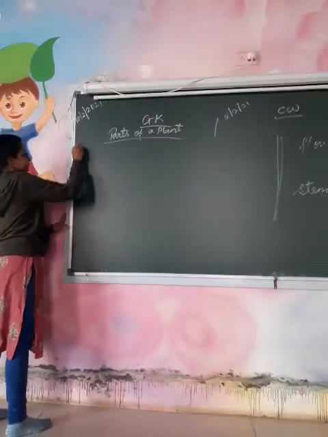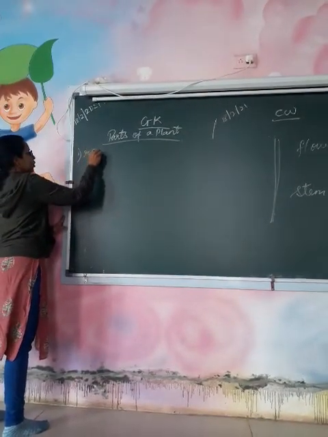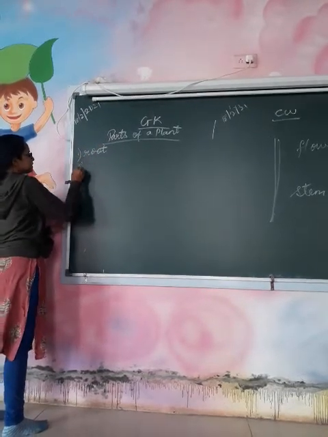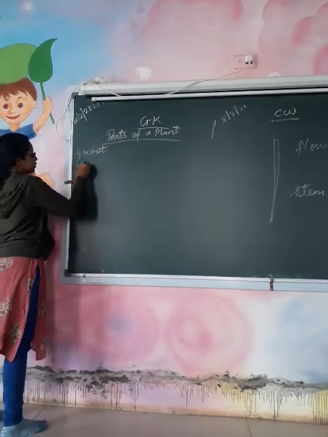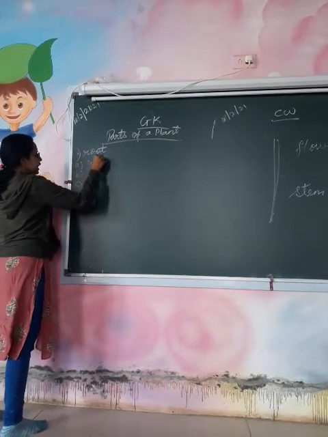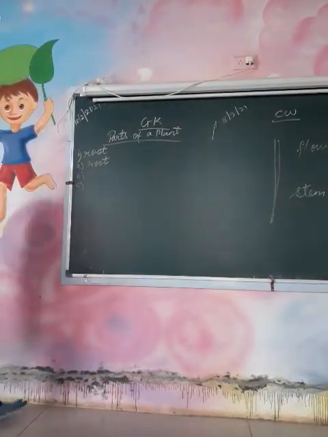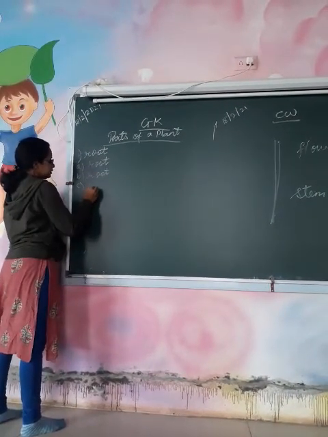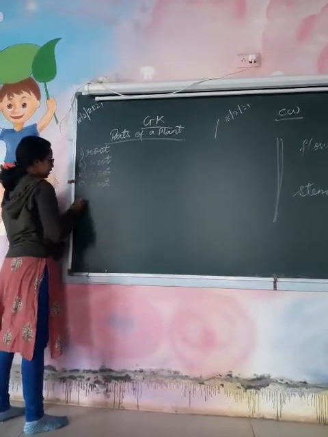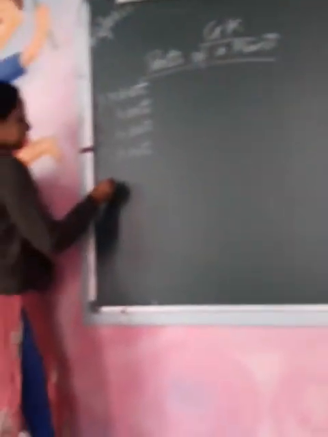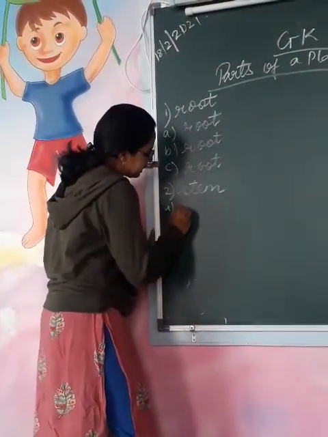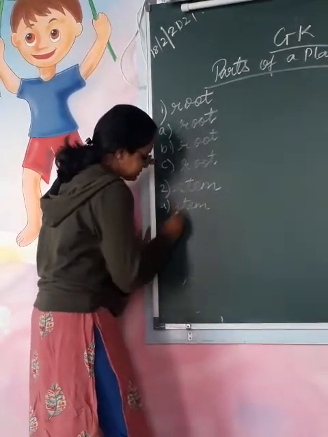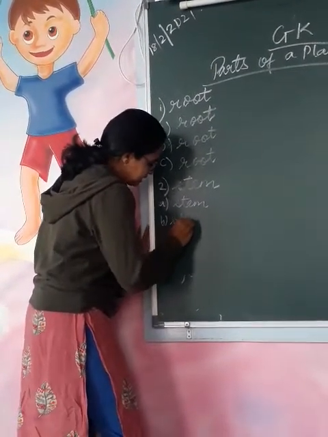Okay. What is the first part of the plant? ROOT, root. Write it 3 times. Each spelling you have to write 3 times. ROOT, root. LKG students say and write. UKG students start writing in cursive. Otherwise this time I will not check your answer papers. The next comes the STEM, stem. Write it 3 times. STEM, stem.